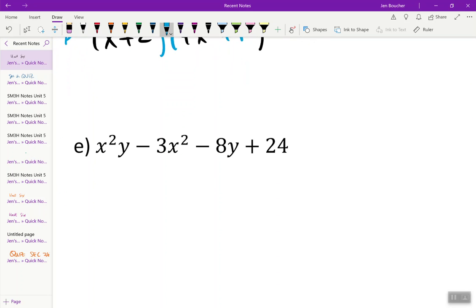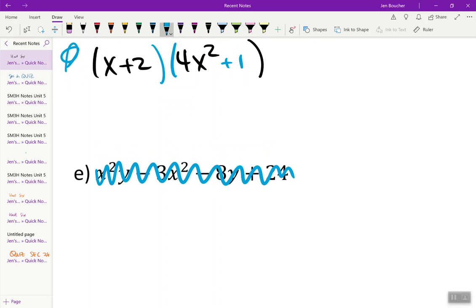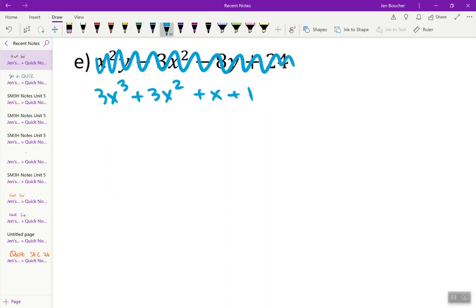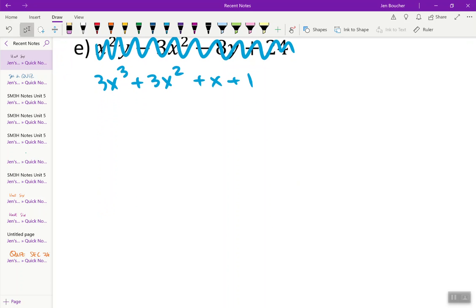Okay, I want to change this one. Let's change it to, it's hard to come up with something, okay, 3x cubed plus 3x squared plus x plus 1. Try that one. As I'm walking around, if you have questions, please let me know. I try to hover and see what you're doing, but I'm not a mind reader.